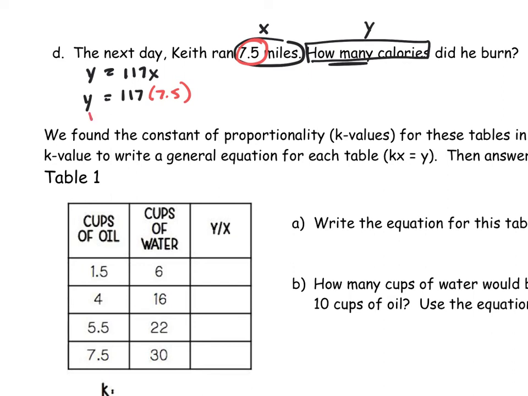And hopefully you have y equals 877.5, or 877 and 5/10, or 0.5. And what are we talking about? Calories burned in 7.5 miles. Burned in 7 and 5/10, or 7.5 miles. So we just were able to answer the question with that equation.